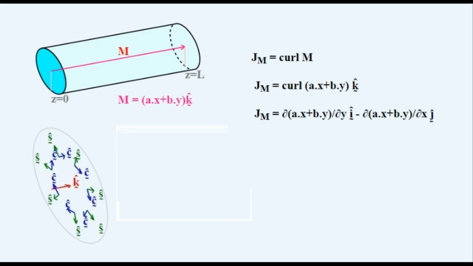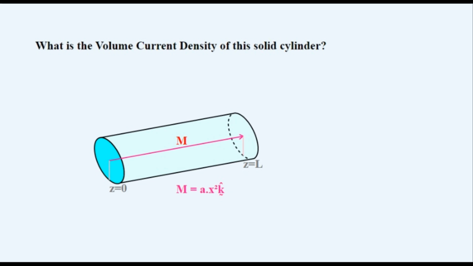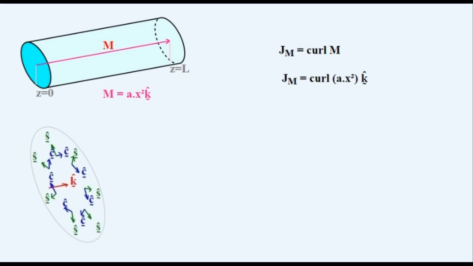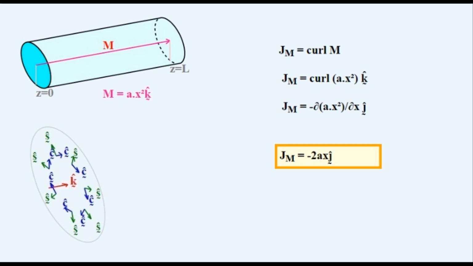And here is what the curl looks like for this value. It looks very complicated, but can easily be done on a computer. And here is the answer being non-zero. And now here is a second example of a magnetized solid cylinder that would have a non-zero volume current density. And then we plug this value of magnetization into this equation like we've done before. And it gives us this partial differential expression. And it gives us this value which is non-zero.